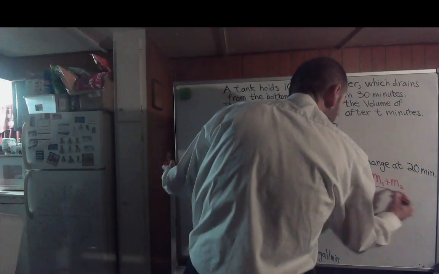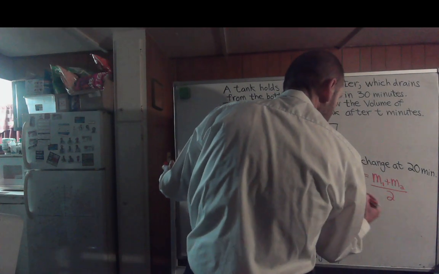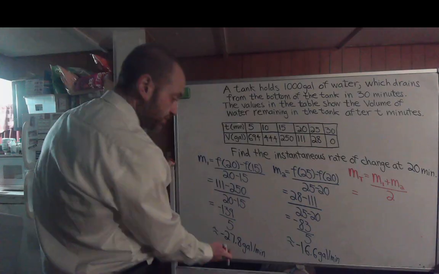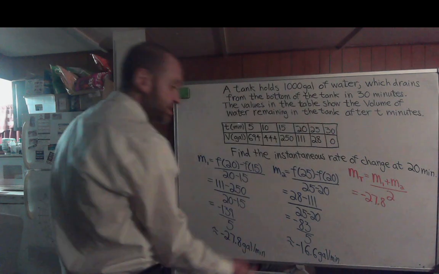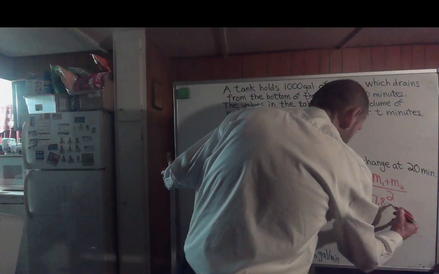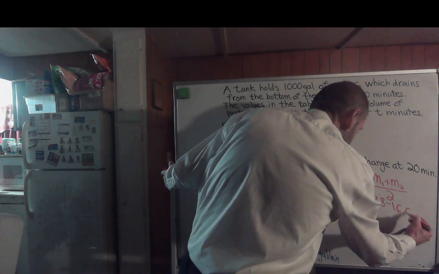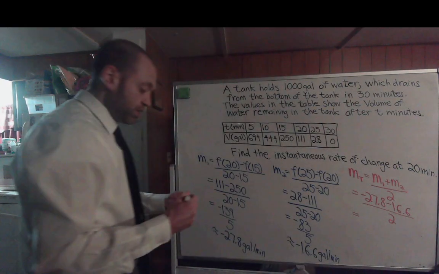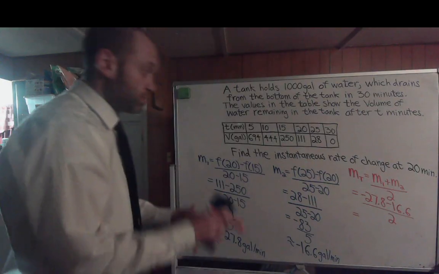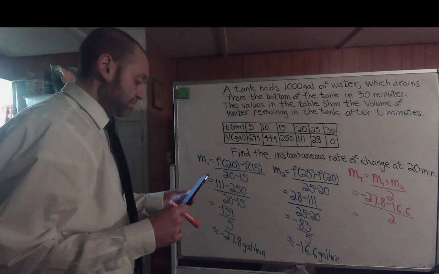So m sub 1 plus m sub 2 divided by 2, well, the first secant line slope is negative 27.8, that'd be plus negative 16.6. So this would be minus 16.6 divided by 2. So what do you get here? Let's take negative 27.8 minus 16.6.